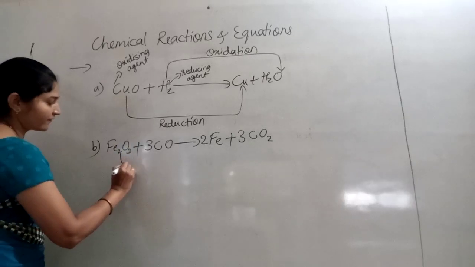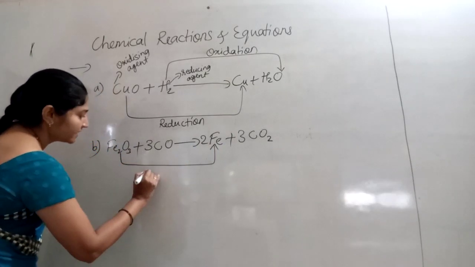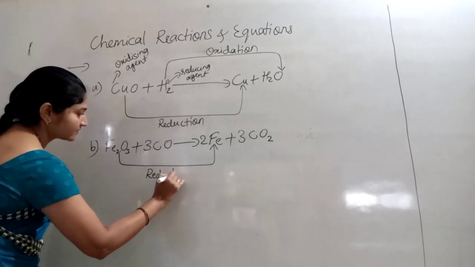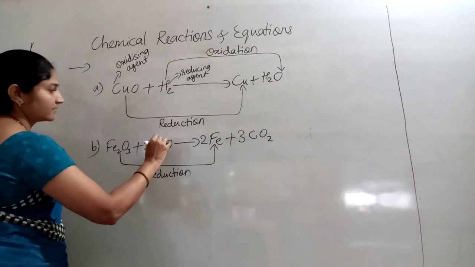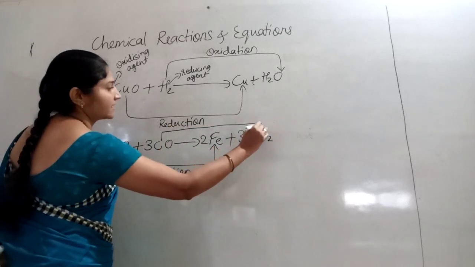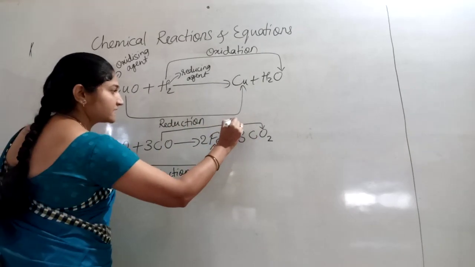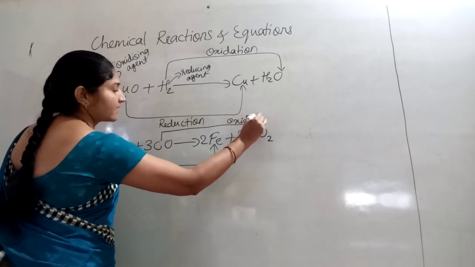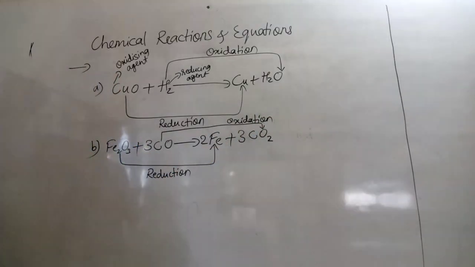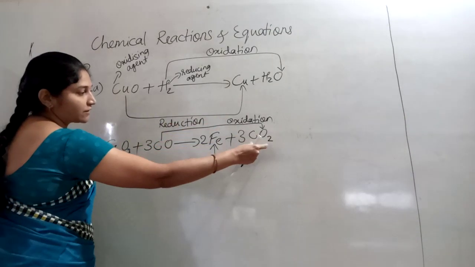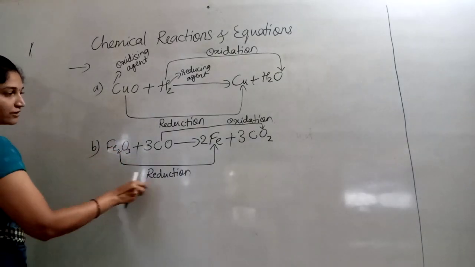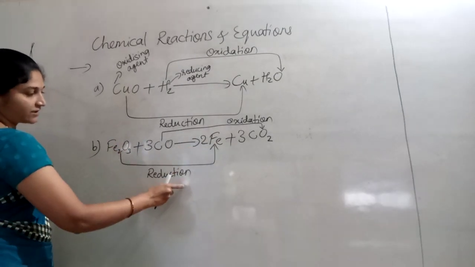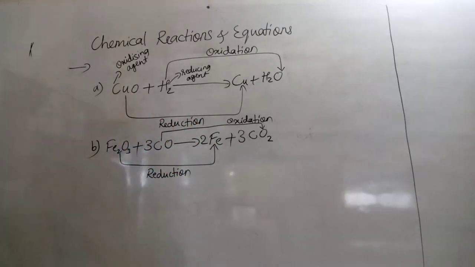So here there is removal of oxygen. This is what? Reduction. Okay. And here there is addition of oxygen, 3CO was there and now it becomes 3CO2. So therefore this is an oxidation reaction. Whereas 3CO undergoes oxidation to form 3CO2, and Fe2O3 undergoes reduction to form 2Fe.